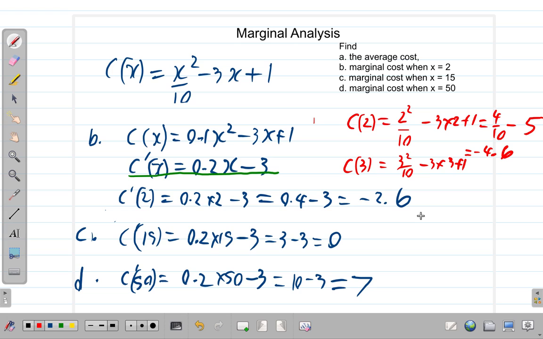Let's continue over here. We already have it in a different color. 3 times 3 is 9. 9 over 10 minus 3 times 3 is 9, plus 1. So this would be negative 9 plus 1, which is negative 8. So let's write negative 8 here. 9 over 10 is 0.9. So we have 0.9 minus 8, which is negative 7.1.